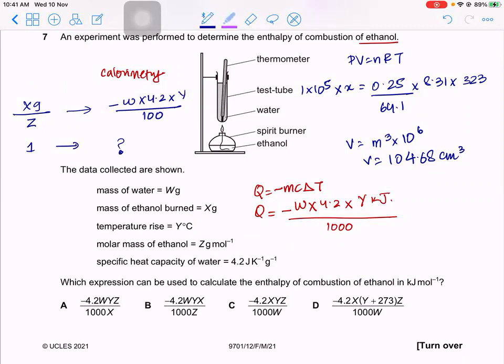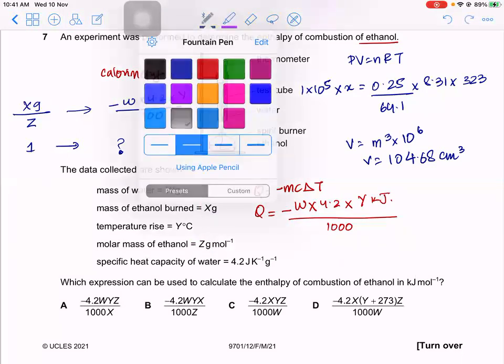Clear? These many moles. How did I get the moles? The mass of ethanol is X. MR of ethanol is Z. So can I say mass upon MR, which is X upon Z, that is moles. So those many moles give you this much energy. So 1 mole will give you how much? That's what we need to find.